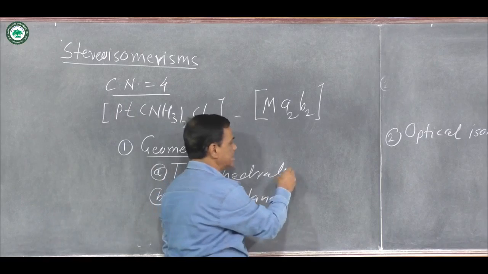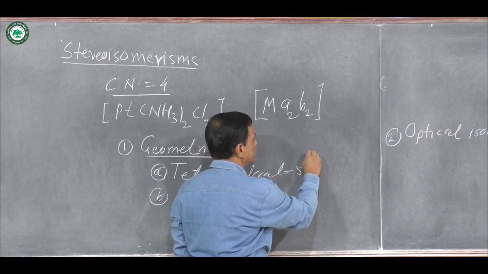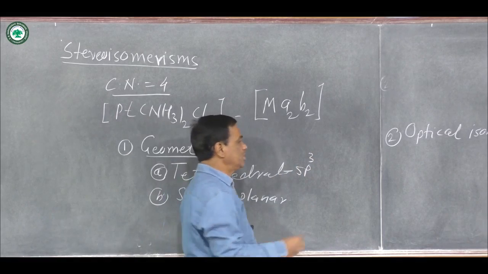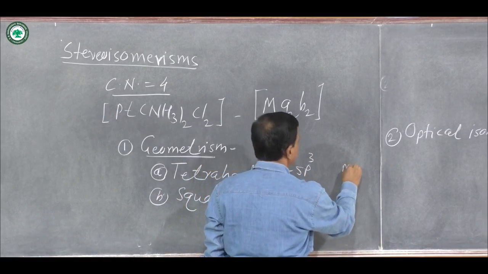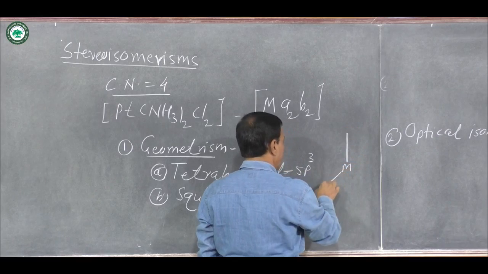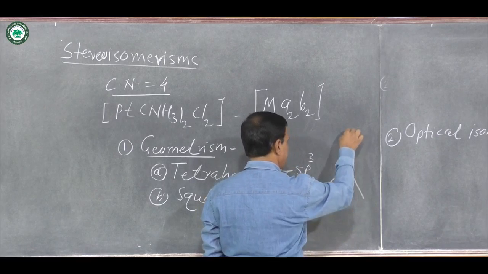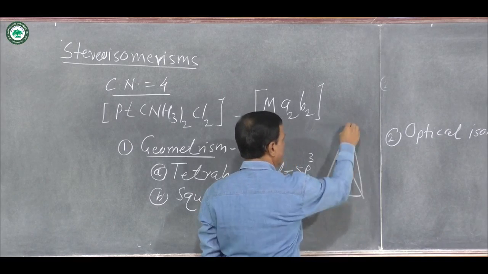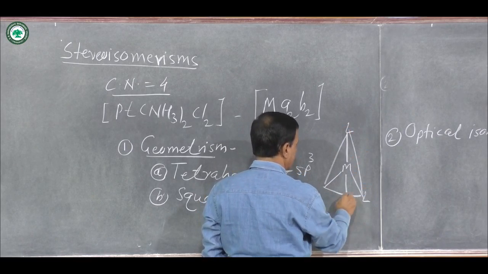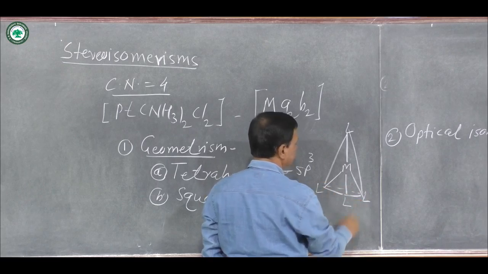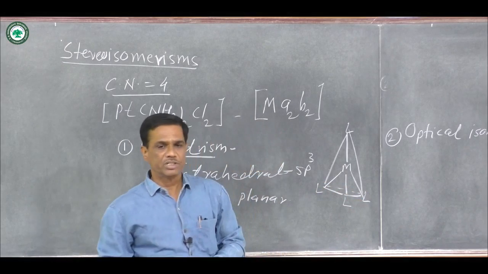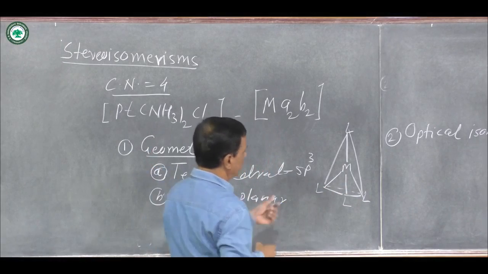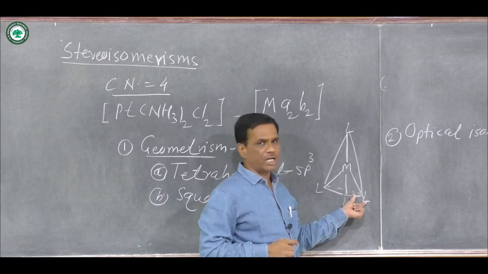You know that tetrahedral arrangement means there is sp3 hybridization. In sp3 hybridization, the metal is at the center and 4 ligands are at the 4 regular corners of the tetrahedron. Here is one ligand, here a second, here a third, and here a fourth. And this is the tetrahedral arrangement. In tetrahedral arrangement, all 4 ligands are equivalent.